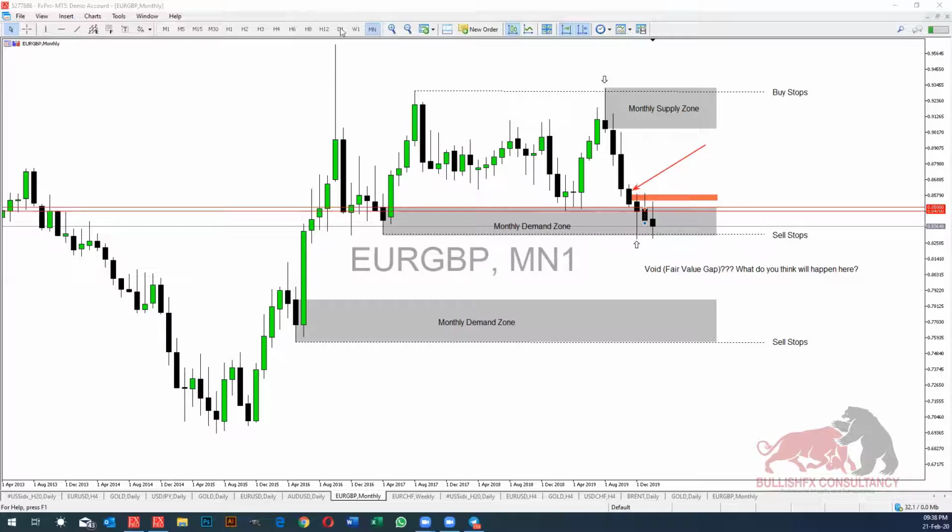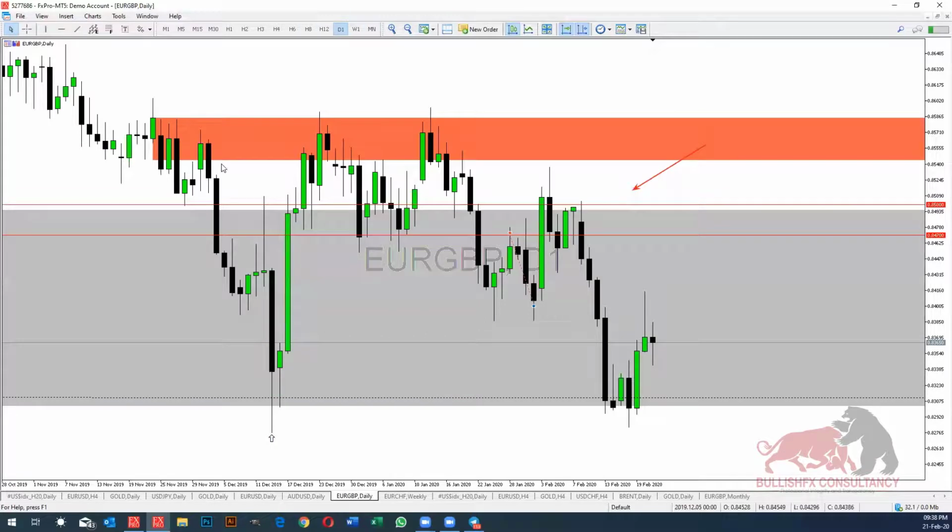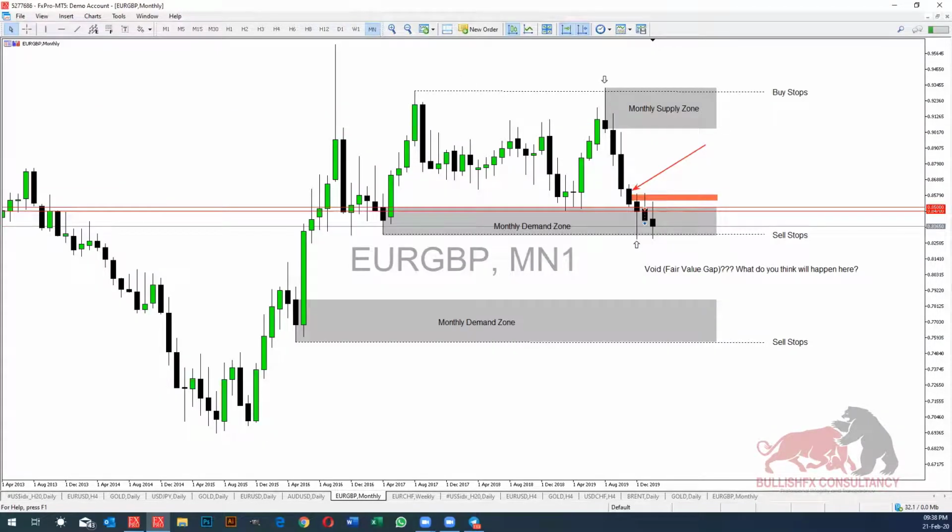Let me go to daily. Okay, right. This monthly candle, the monthly time frame. This candle here, the one that breached this block. You see that candle? Let me use the price. Okay, let me clear the charts.